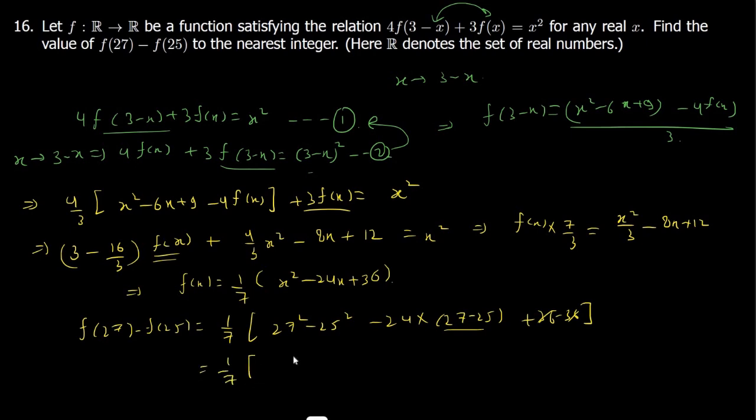So what you will get is 1 by 7 times, and if you apply a squared minus b squared, it is 52 into 2, that is 104, minus 24 into 2, which is 48. So what we have is 1/7 of 56, and 56 by 7 is nothing but 8. So the answer to this question will be 8, and this will be the perfect integer. No need to approximate or anything.